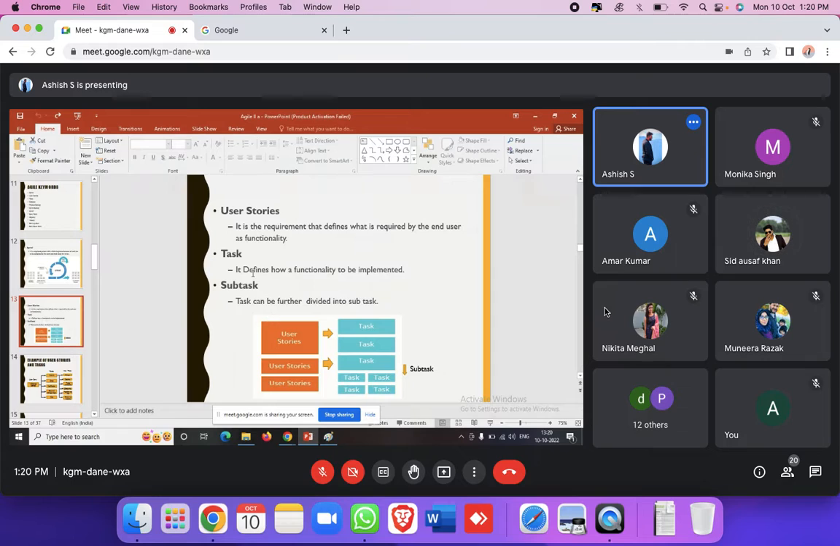Task defines how a functionality should be implemented. A task can be further divided into subtasks. Categories is your user story. The task depends on what the functionality of categories is. Then subtask is your different sub-modules in your task. Understood how to define user stories, tasks and subtasks?